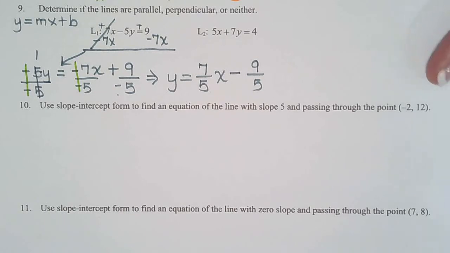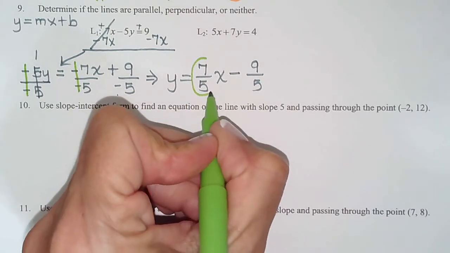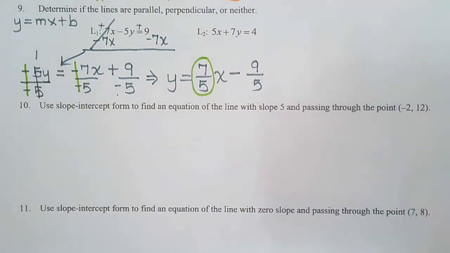So now I can see easily that this slope is 7/5. So if my next line has a slope of 7/5, they're going to be parallel. If my next line has a slope of negative 5/7, they're going to be perpendicular. And if my next line doesn't have 7/5 or negative 5/7, then I pick neither.